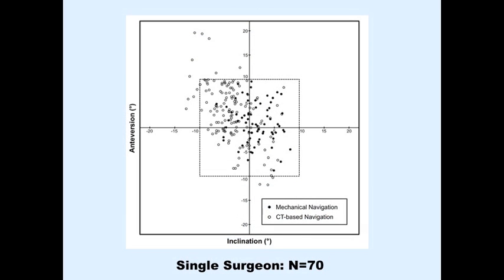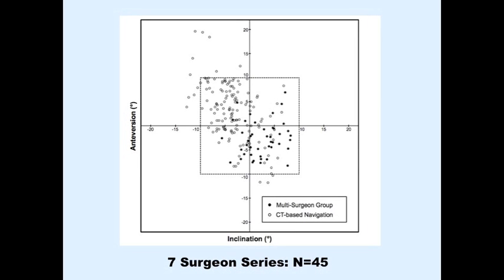This is a scatter plot showing plus or minus 10 degrees from the target. The black dots are the mechanical navigation. The open dots are the CT-based navigation. You can see all the black dots are within plus or minus 10 degrees of the goal. That was a group of 70 that I had done. We did another group of 45 cases with 7 different surgeons. Again, all black dots, all plus or minus 10 degrees at the target value.